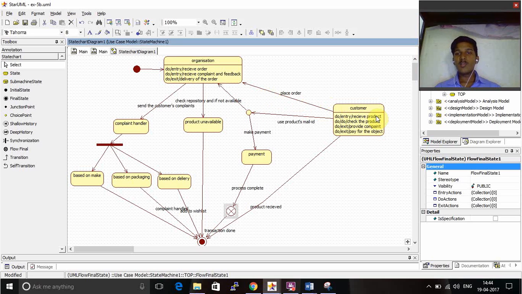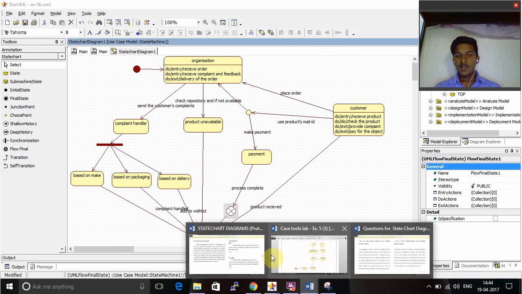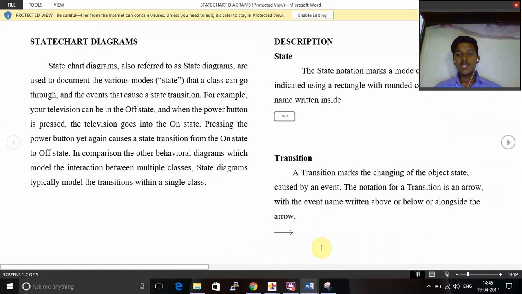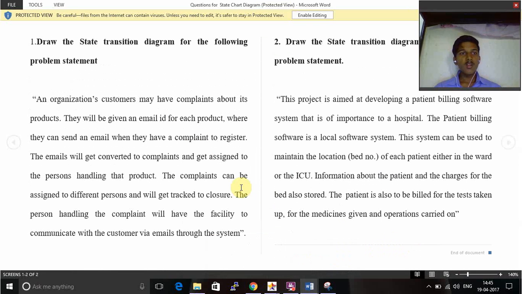And the customer will place an order through the organization's place order. And the user's product mail id will be sent to the organization, and the organization will receive the check repository. And the customer will make payment through the payment block. And this is my state chart diagram for the organization of customers having complaints.